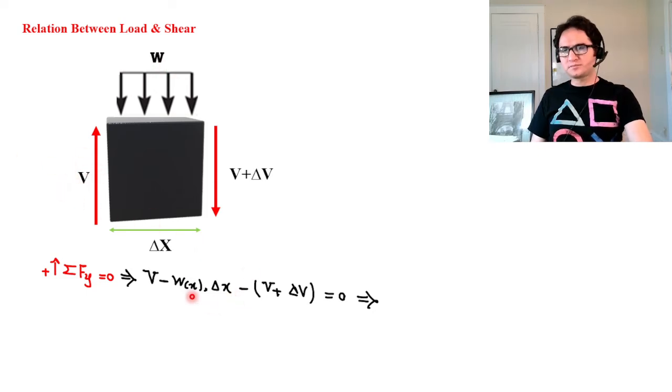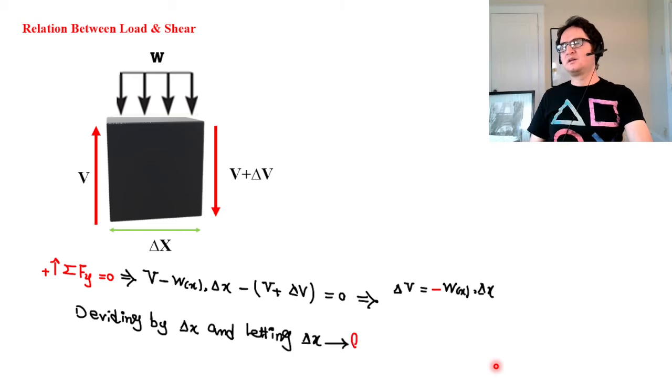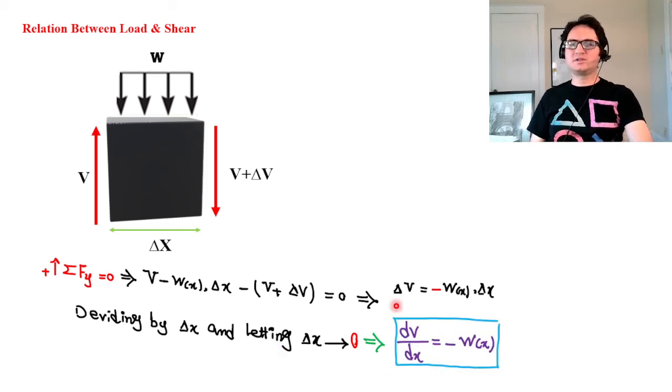So V minus w(x) times delta x minus (V plus delta V) goes zero, which gives us delta V is equal to negative w(x) dx. Dividing both sides by delta x and letting delta x go to zero in the limit condition, that gives us dV over dx is equal to negative w(x).